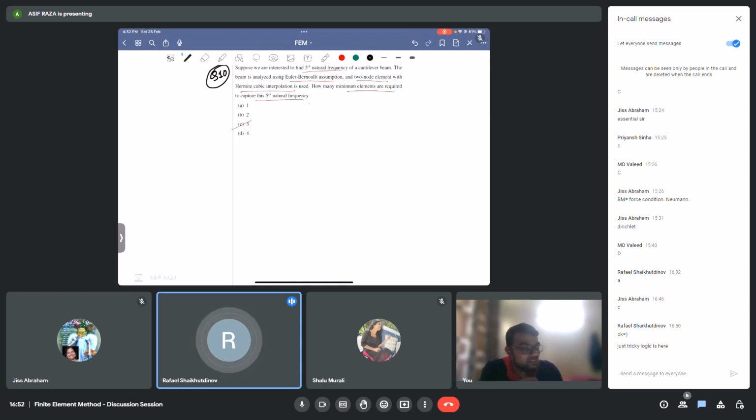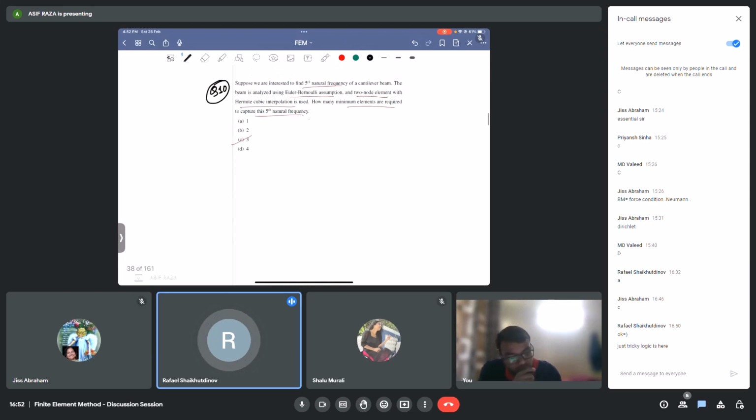The question is about the stiffness matrix dimensions. But we need to consider the stiffness matrix dimensions after eliminating the boundary conditions. So if we have a cantilever beam, the dimension of the global stiffness matrix is 4 for one node element. But we eliminate from them. How many elements do we have here?